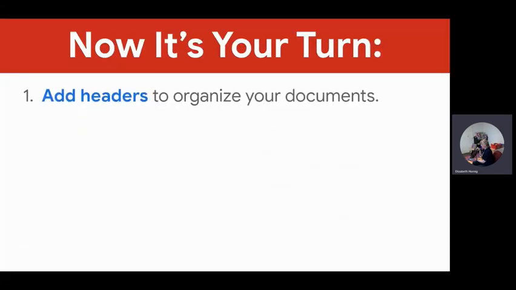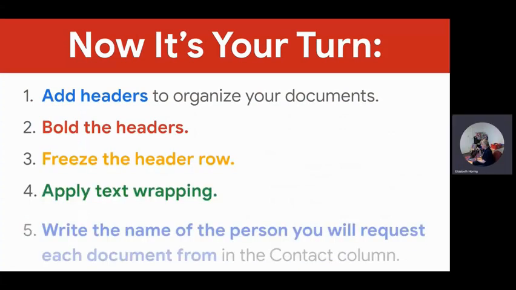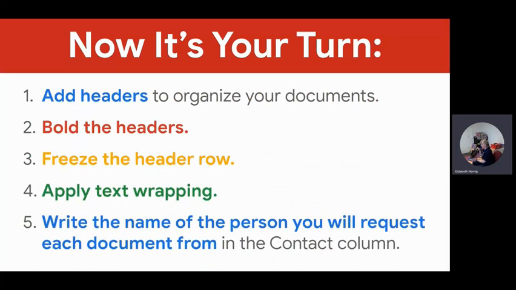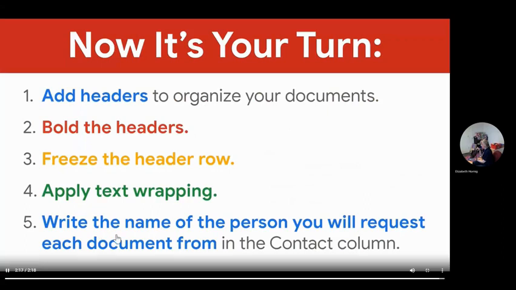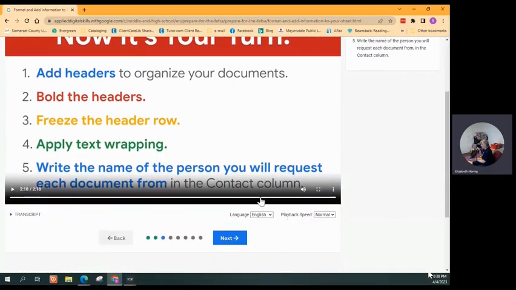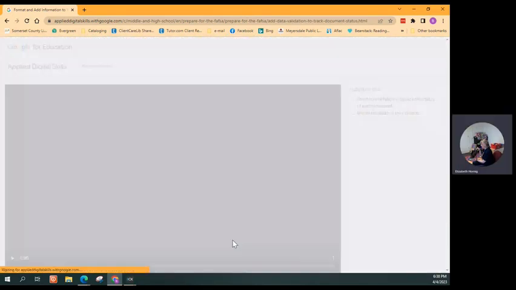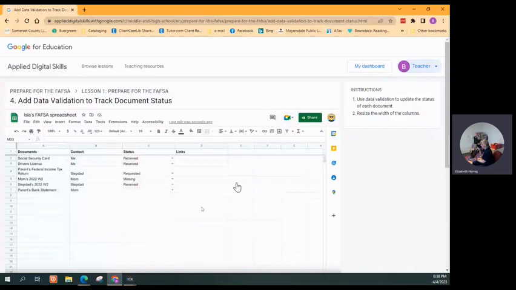Now it's your turn. Add headers to organize your documents, bold the headers, freeze the header row, apply text wrapping, and write the name of the person you will request each document from in the Contact column. So you can see using spreadsheets is a great way to keep your information organized. Let's move on to adding data validation to track document status.